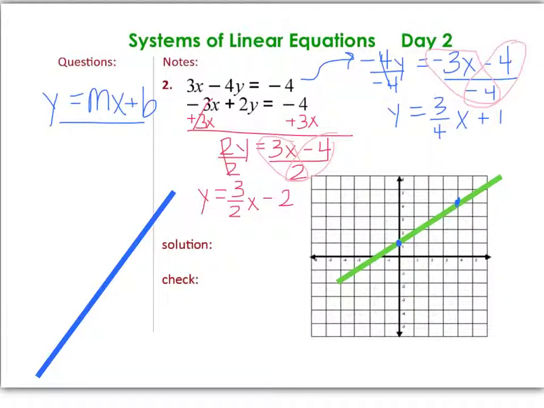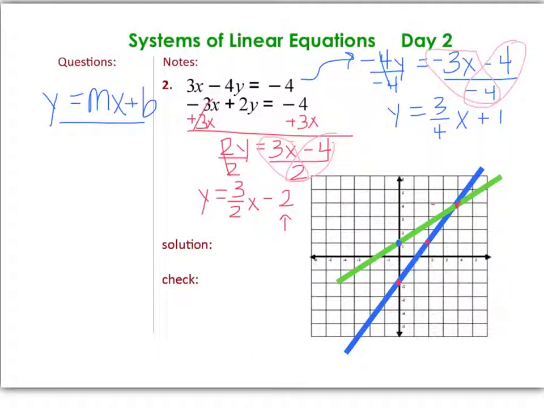I come down to my graph and I begin at my b, or negative 2. I rise 3, run 2. Rise 3, run 2. Ooh, I already see where they intersect. I already see it. And there we go.